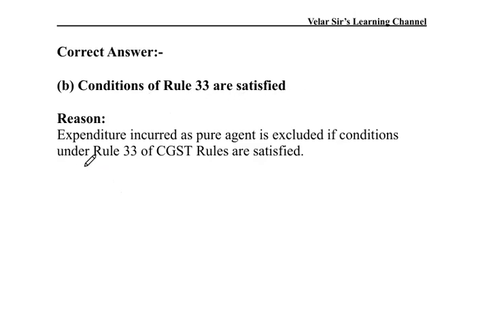The correct reason explanation is given here. Expenditure incurred as pure agent is excluded if conditions under rule number 33 of GST rules are satisfied. Then only it will be excluded.